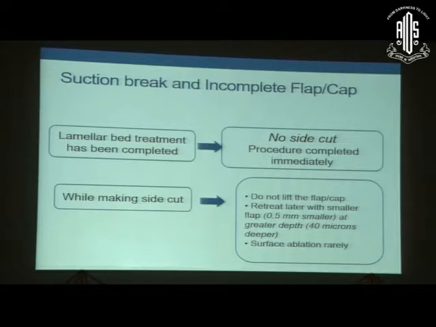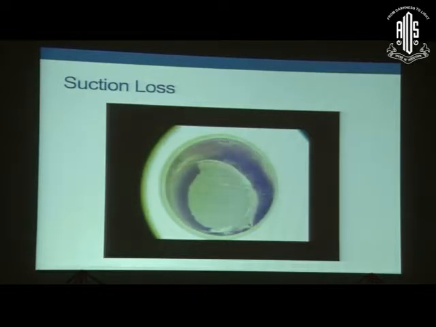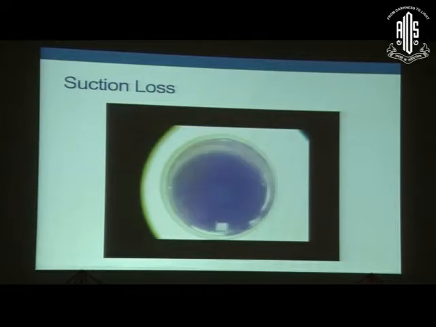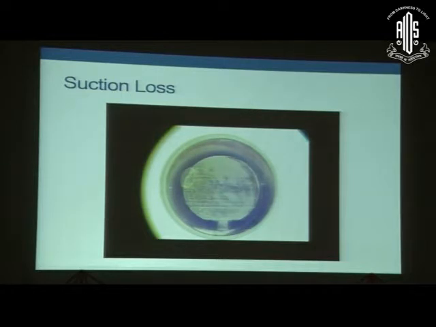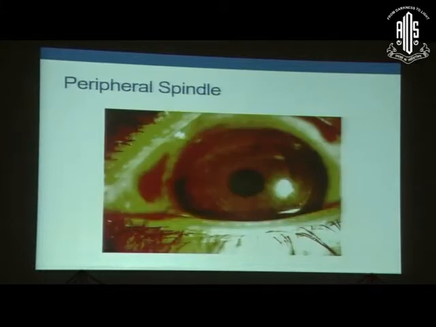Sometimes you can even do a surface ablation, provided the refractive error allows it. Now in this case, there was a suction loss in the middle because the patient moved the eye, and by the time the side cut had already been done. And this is the surgery which was planned 3 months later at a depth which was 40 microns more.